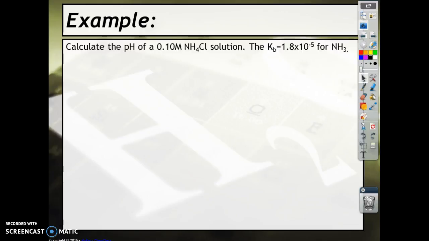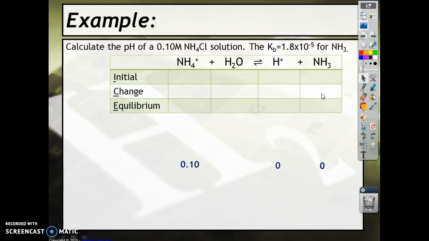Now here's our example. We have the 0.10 molar ammonium chloride solution, and we're given a Kb with a value here. This is your hint that your reaction needs to produce some NH3. So here's what our reaction will look like. Ammonium and water yields hydrogen ions and NH3. So make your ICE box. We know our initial here is 0.10, and we started initially with zeros here. And we can plug in our ICE box like normal.